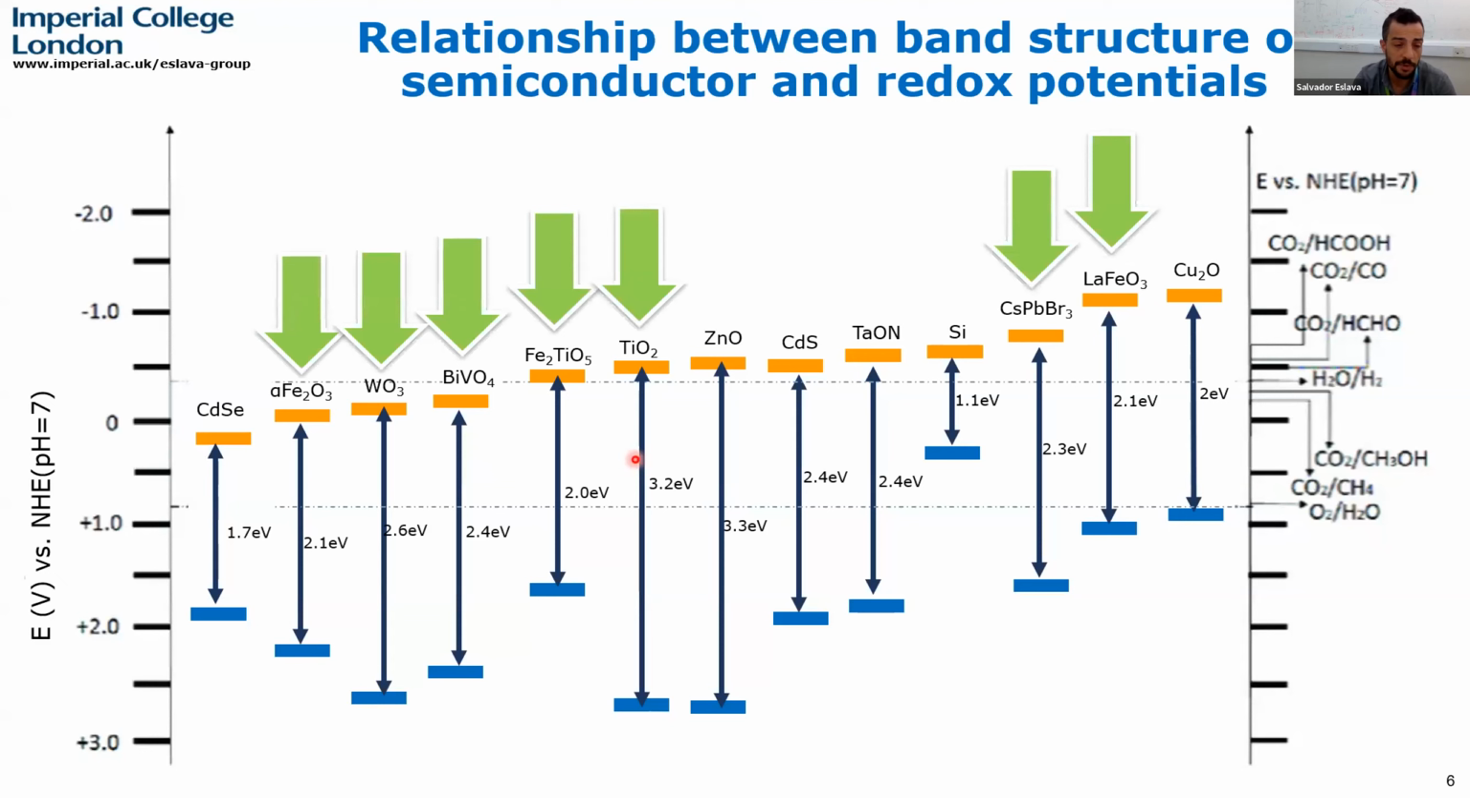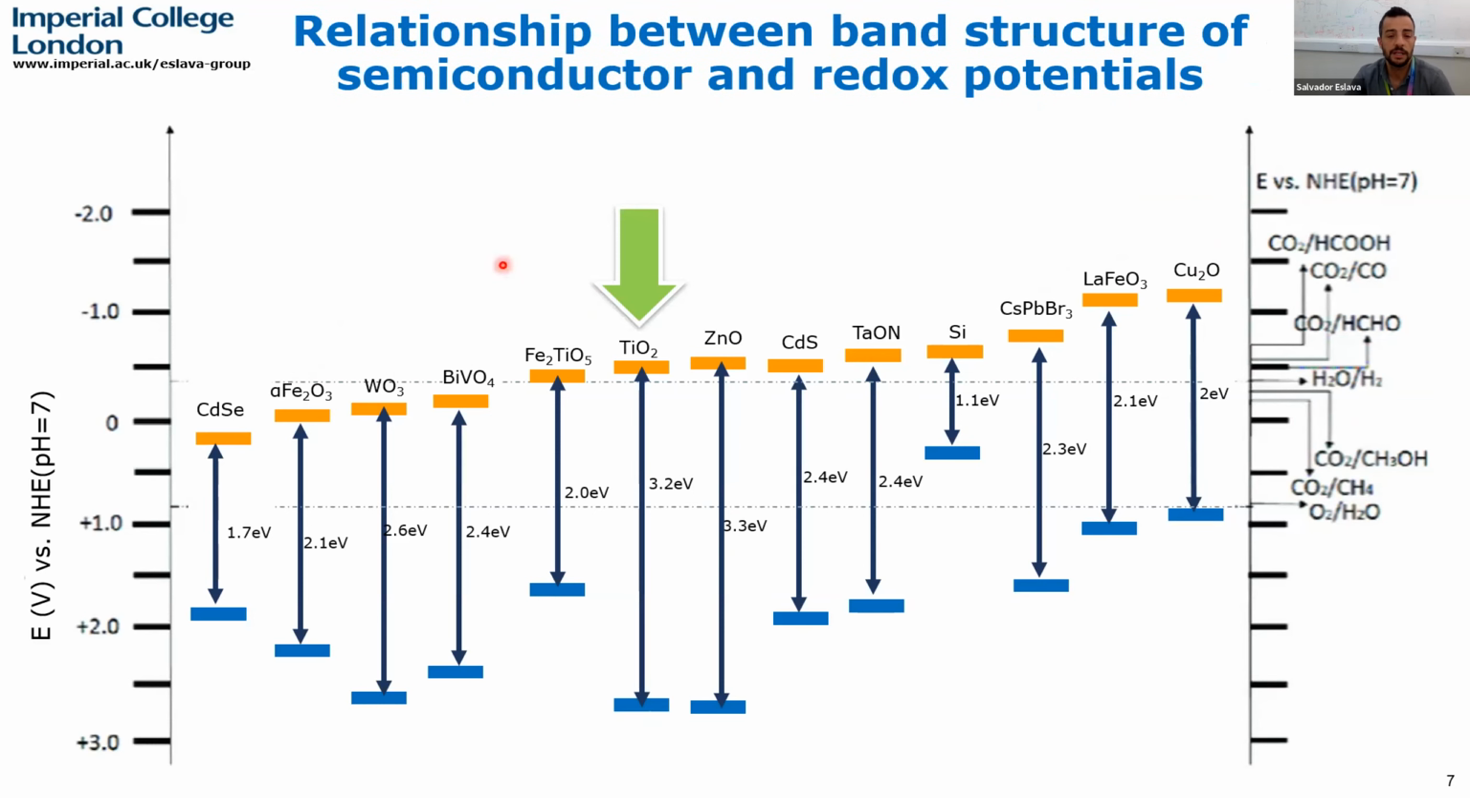In my group, we have been working on many different semiconductors, such as hematite, bismuth vanadate, titania, and perovskites. Here I will show you some examples of the work we've done. We can see that these semiconductors have a conduction and valence band that straddle in different ways the different redox reactions that we can consider. So we'll start with titania.